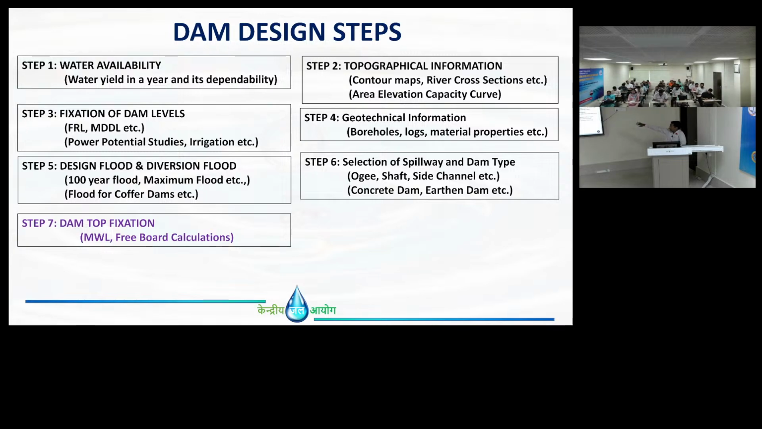So we have completed all this, we have finalized the dam type, everything. So what are the remaining things? We have completed the investigations, we have completed the new zero elevation, we have finalized the MDDL and FRL based on the flood, power potential studies and irrigation simulation studies. Now we have to fix the dam top, right? How much dam top we have to keep. So to fix the dam top, we have to do MWL.